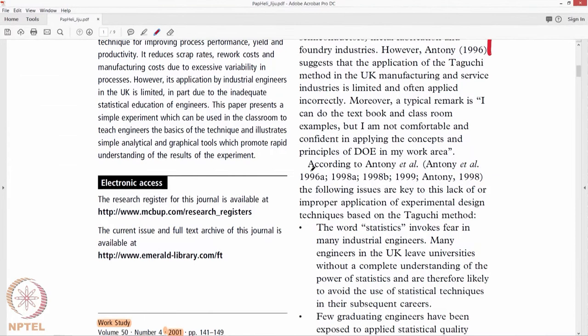Yeah, so I can do it in the textbook and classroom example, but I am not comfortable and confident in applying the concepts at work. This is the basic motivation for this paper.